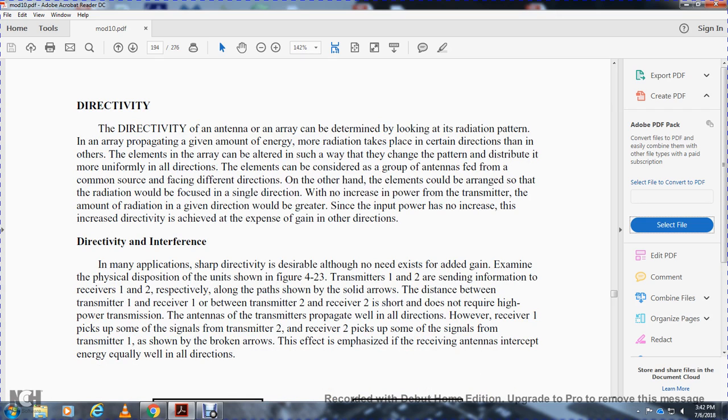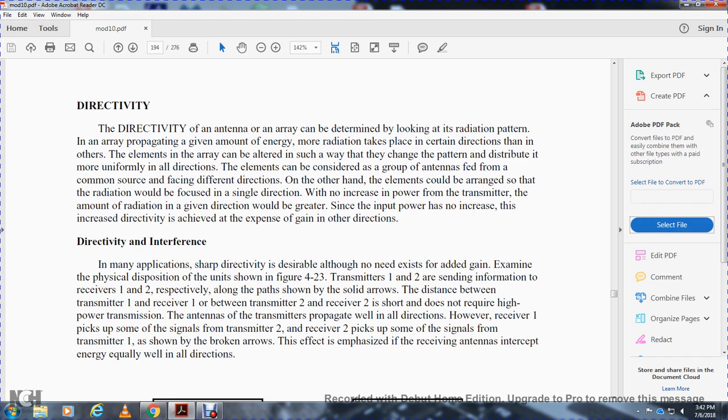Directivity and interference. In many applications, sharp directivity is desirable though there is no need except for the added gain. But consider the physical disposition of the units shown in figure 423. Transmitter 1 and 2 send information to receivers 1 and 2, respectively, along the pattern shown with the solid area. The distance between transmitter 1 and receiver 1 is long, but between transmitter 2 and receiver 2 is short, and does not require high power transmission.